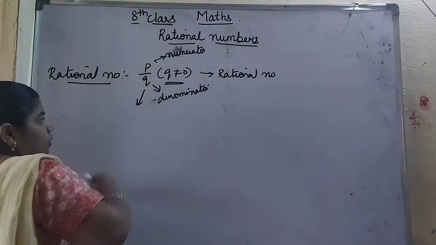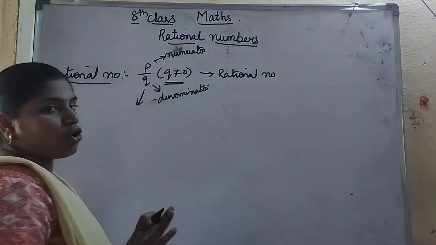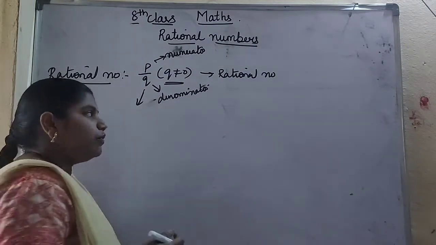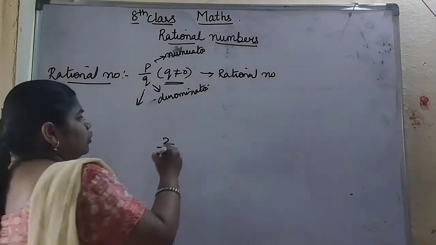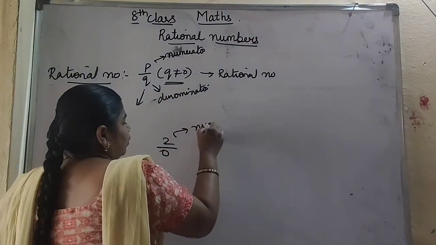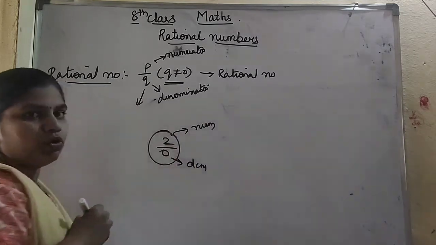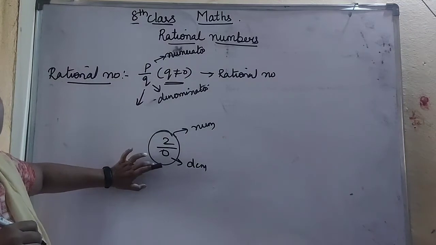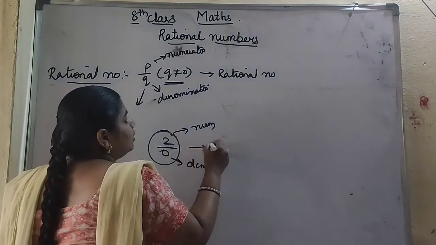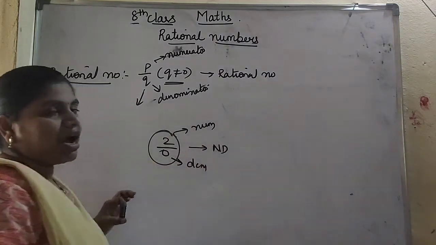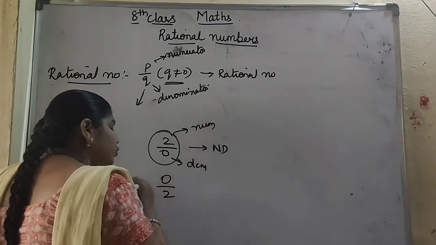Q is not equal to 0 means that in the Q place you should not take 0. If you take a number like 2 by 0, 2 is the numerator and 0 is the denominator. This is in the form of P by Q, but it is not a rational number, because in the denominator you have 0. That is, 2 by 0 is not defined. We can't define 2 by 0. It can be like this, 0 by 2.